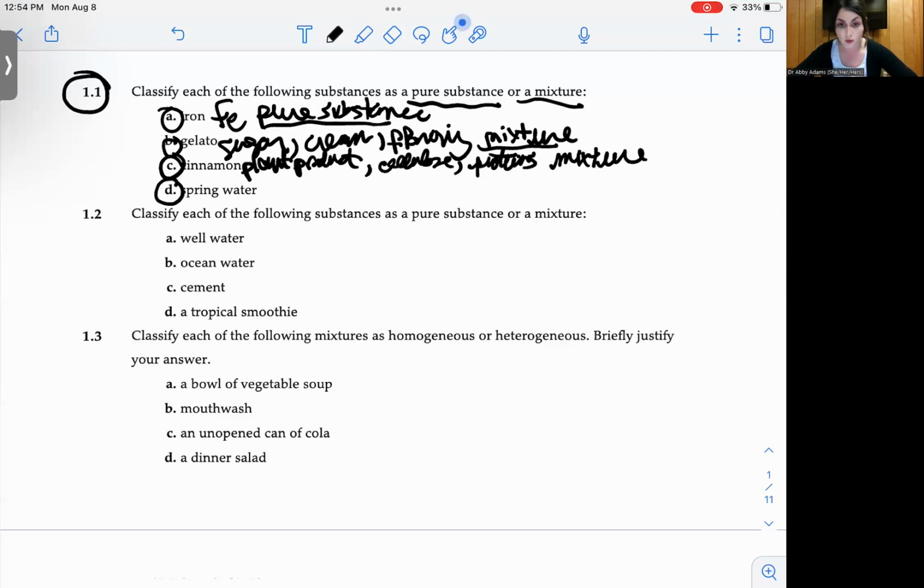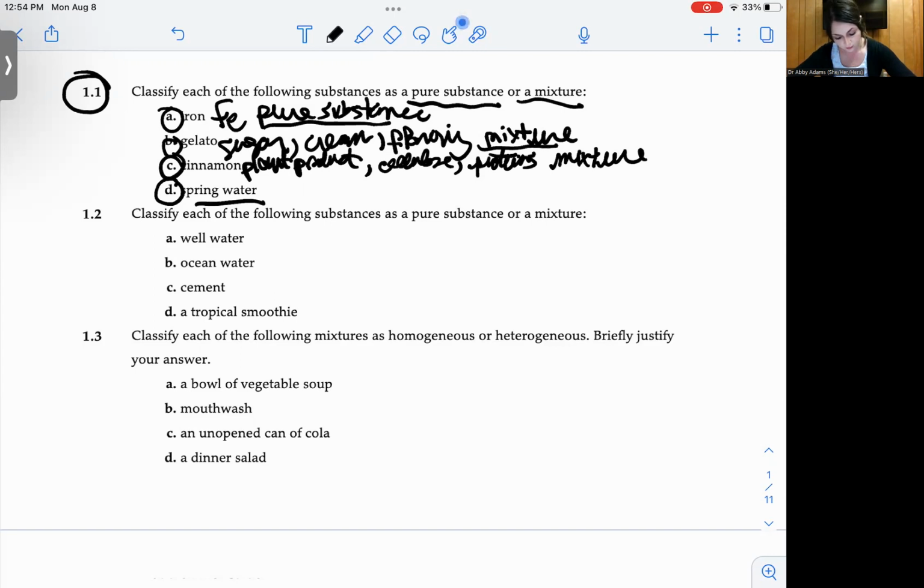And D, spring water. Now I know I said that the compound H2O is the same no matter where you go. That water is always going to be H2O. Spring water, this is not deionized distilled water. It's just coming from a spring. It's coming from the ground. So do you think that that's a pure substance as in a compound, or is it a mixture? Was it just water? No, it's not.